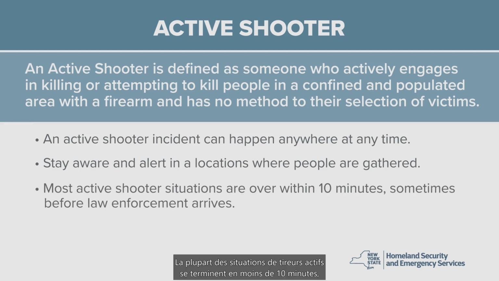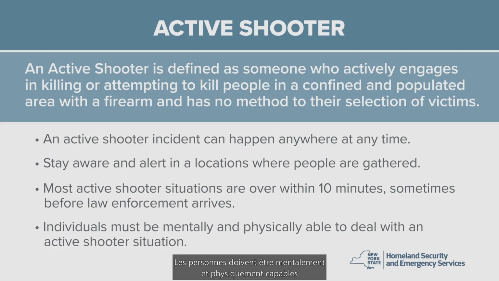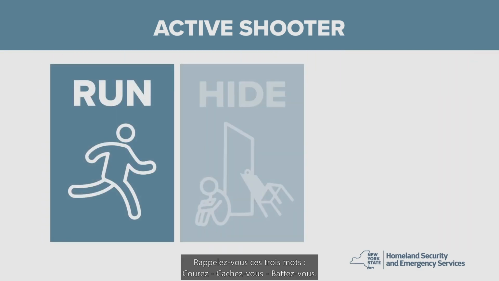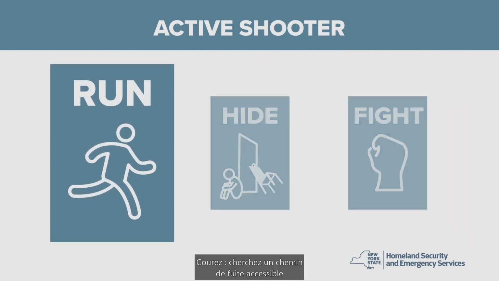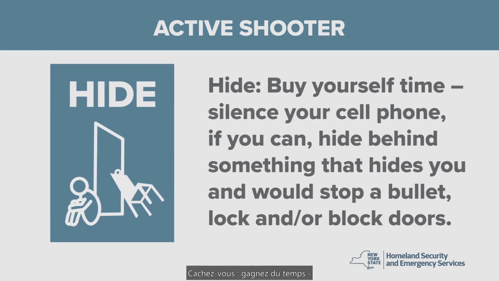Most active shooter situations are over within 10 minutes, sometimes before law enforcement arrives. Individuals must be mentally and physically able to deal with an active shooter situation. Remember these three words: run, hide, fight. Run. Look for an accessible escape path and create distance between you and the shooter. Hide. Buy yourself time. Silence your cell phone if you can. Hide behind something that hides you and would stop a bullet. Lock and/or block doors.